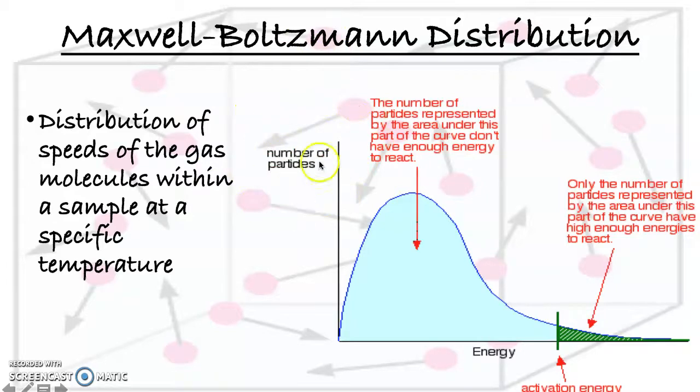You see how over here you have the number of particles on our y-axis, and then we have the energy of the particles down here. All of this under the curve represents the number of particles that are in the sample. And this right here shows us where the activation energy is. That's the energy needed for the gases to actually have enough energy to react or to do anything. Notice that this area behind it represents all the particles that don't have enough energy to react. And after it, those are the ones that do.